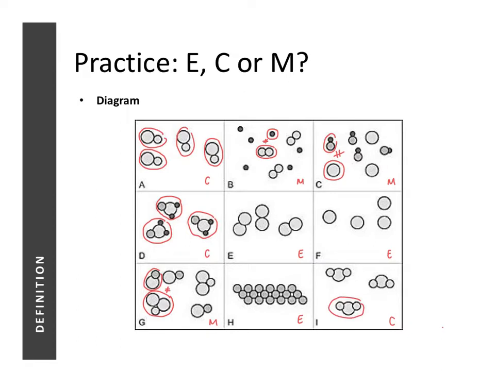Now for mixtures, we can go on to ask you to further classify them, what kind of mixture that is. For example, for B, it's actually a mixture of elements, element plus element. For C, it's a mixture of element plus compound, because if we look at this is a compound, this is an element. And then for diagram G, is a mixture of compound plus compound.